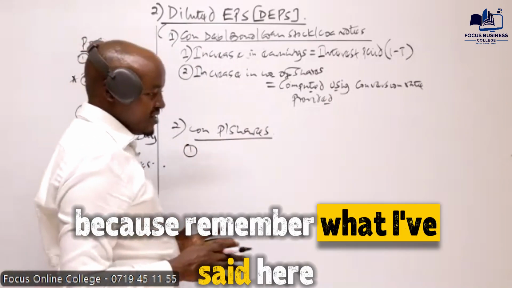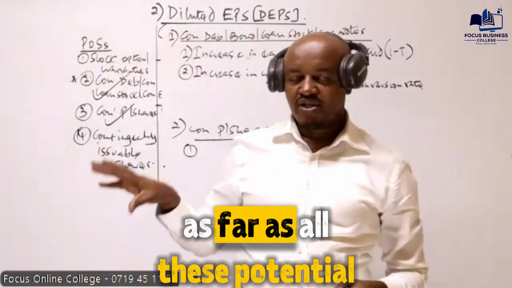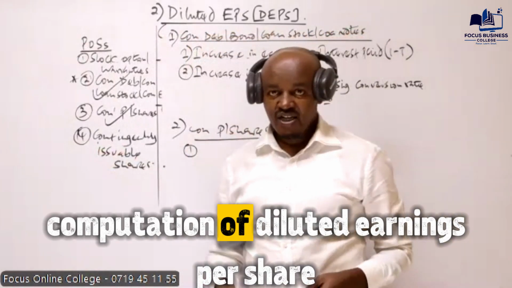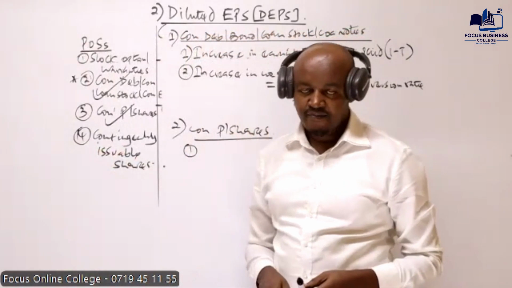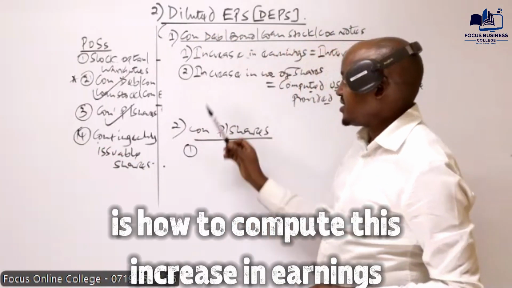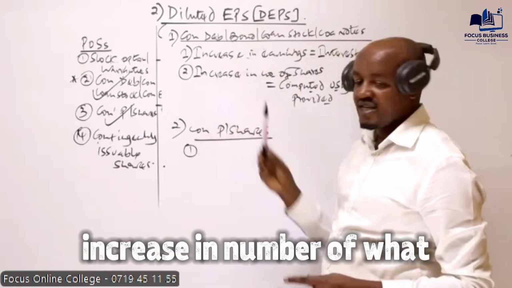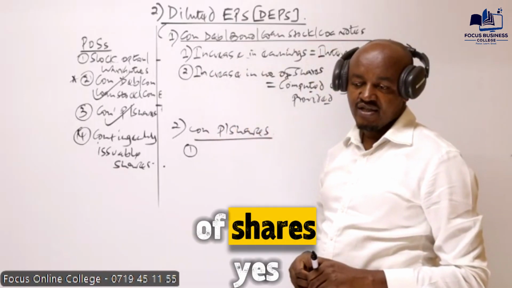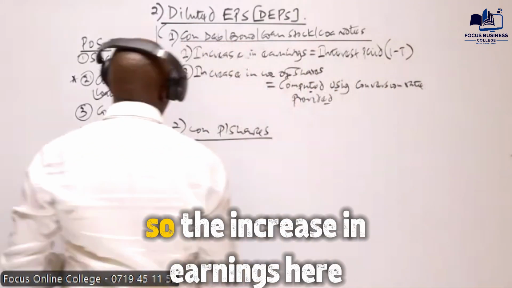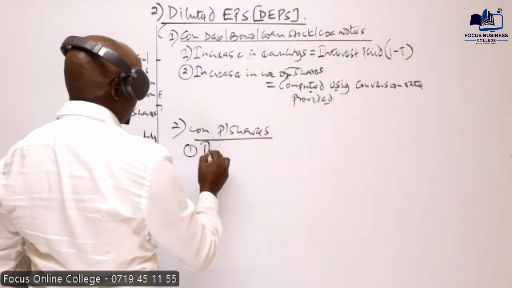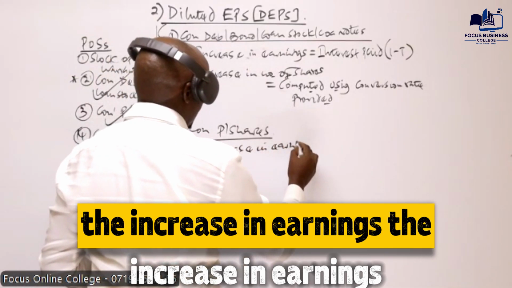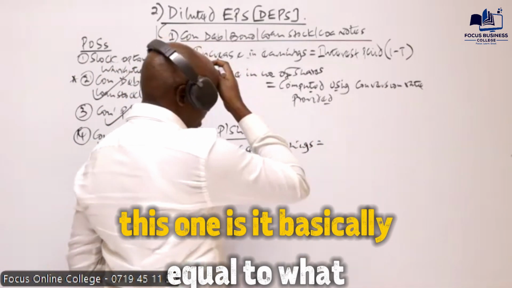Because remember what I've said here, as far as all these potential ordinary shares are concerned, when it comes to computation of diluted earnings per share, what is important, and basically what will give you marks in an examination setup, is how to compute the increase in earnings and the increase in number of shares. That's what you need to understand. So the increase in earnings here is basically equal to what?